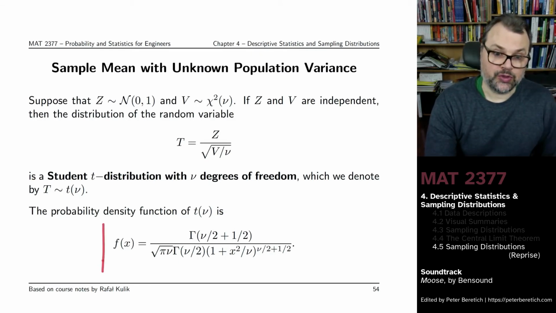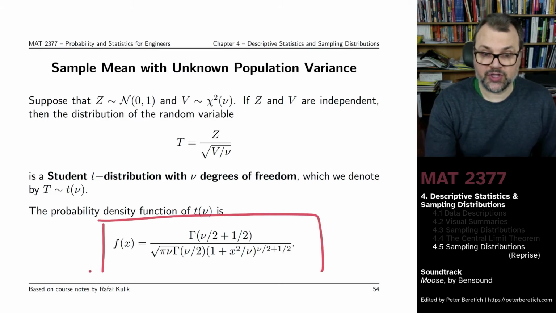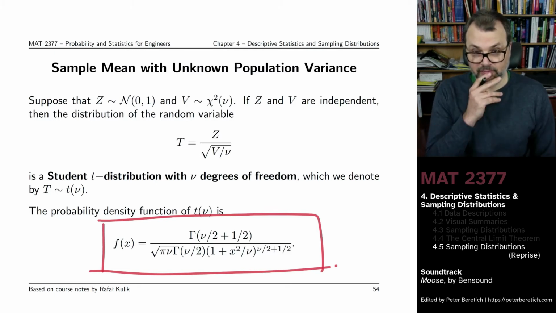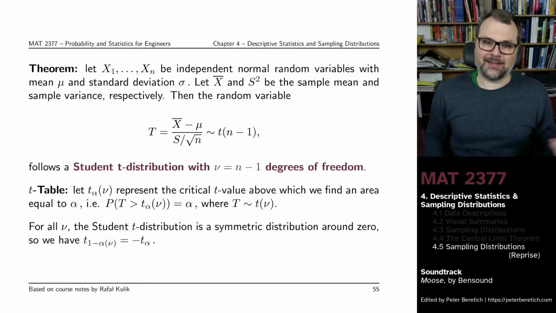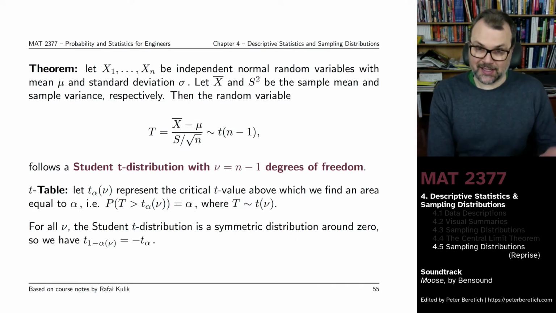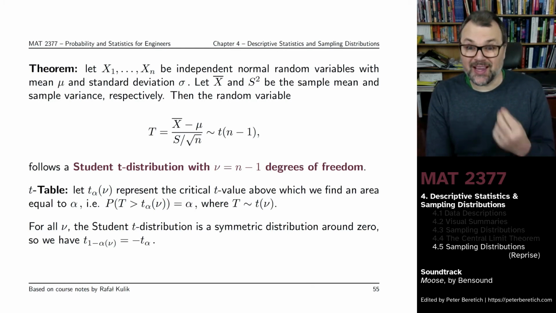This is a new distribution which we haven't seen before. It's a distribution which has the following probability density function. It is derived from the gamma function. Why is that distribution important? Well, when you do not know the underlying standard deviation or the underlying variance of the distribution, you estimate it, as I said, with the sample variance. And when you do so, you lose some information.